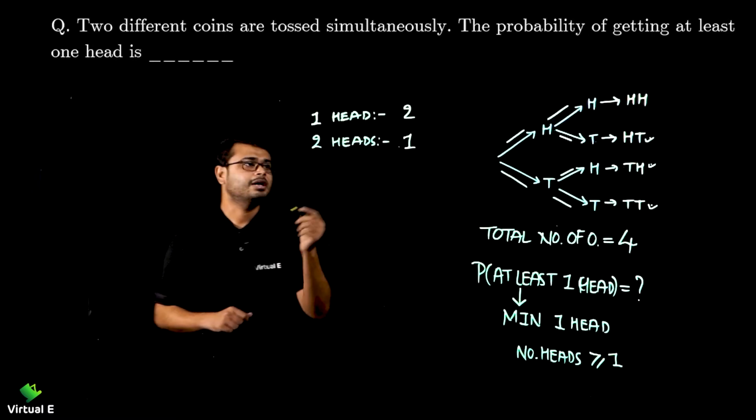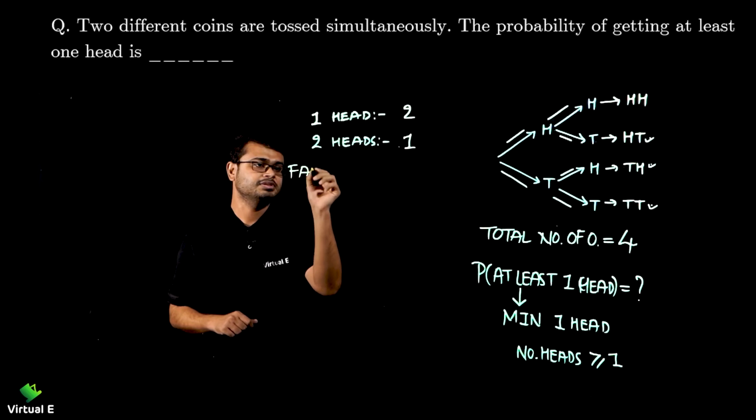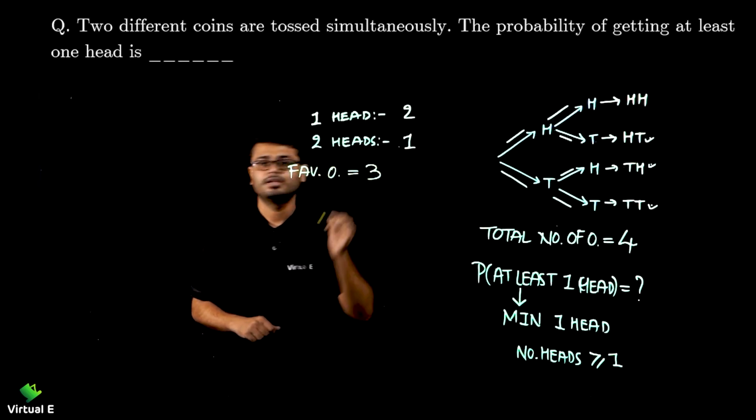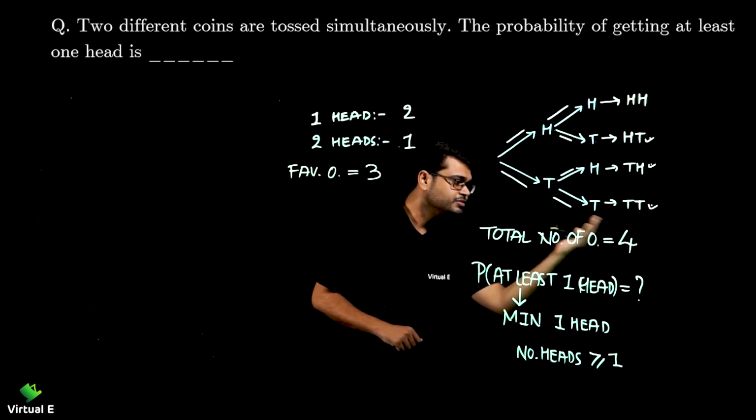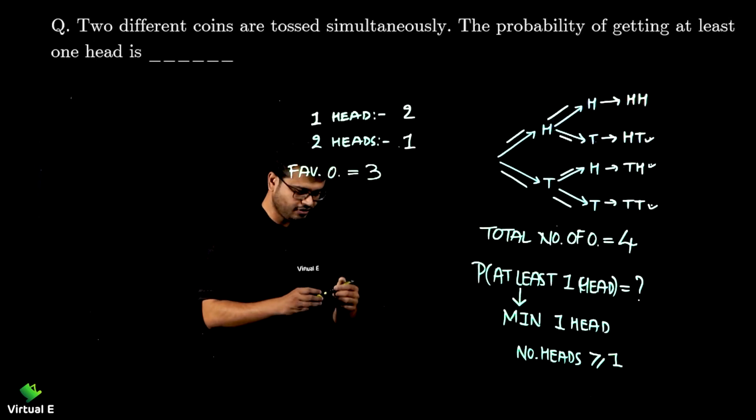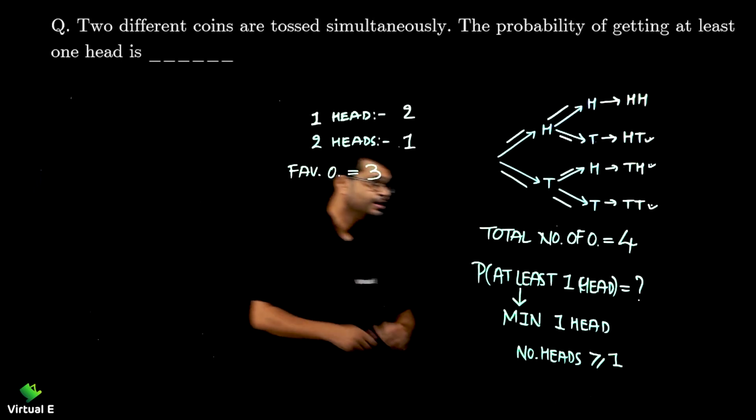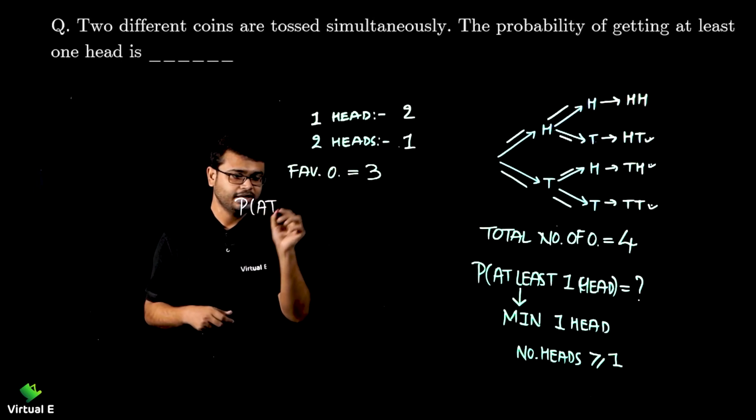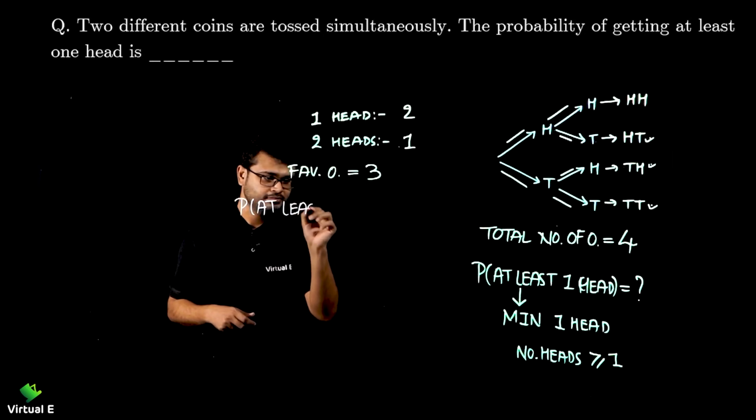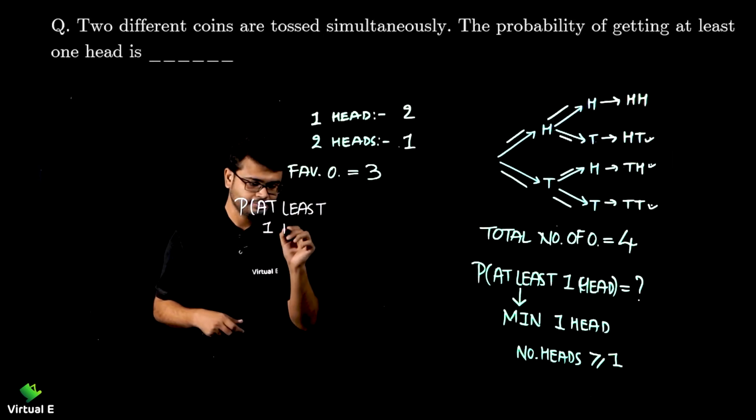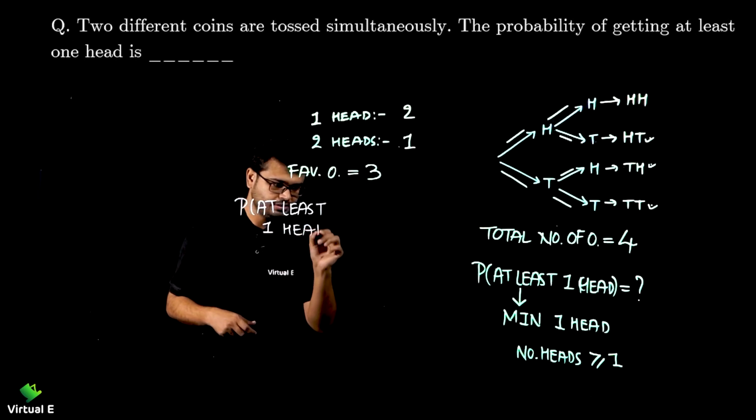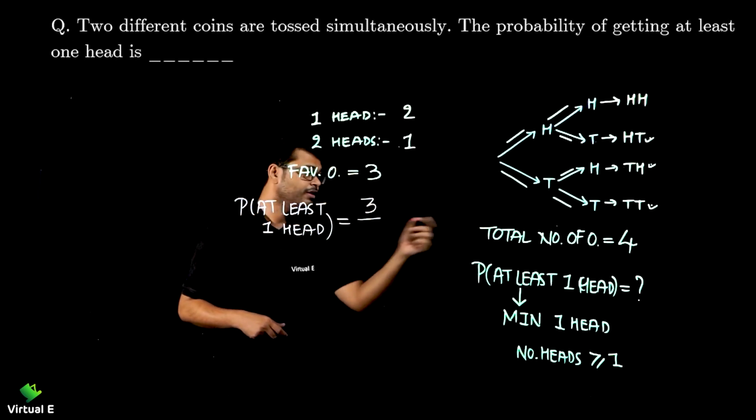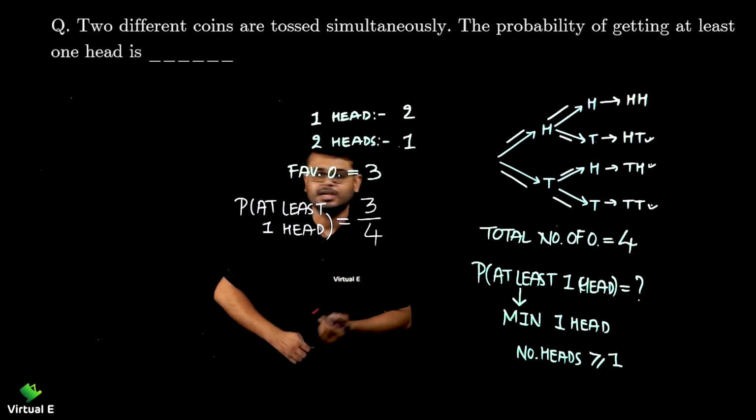So let's write favorable outcomes. Favorable outcomes is 2 plus 1, that is 3, and total number of outcomes are 4. So what is the probability of getting at least one head? Let's write over here final answer, probability of at least one head, right? So favorable outcomes 3 it is, total number of outcomes 4 it is, so that is our answer.